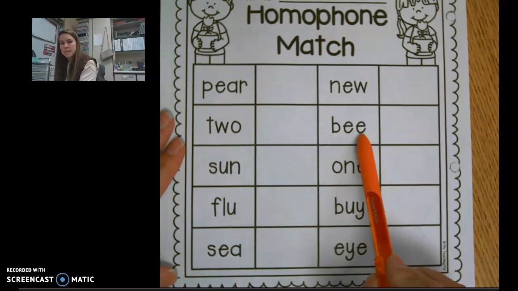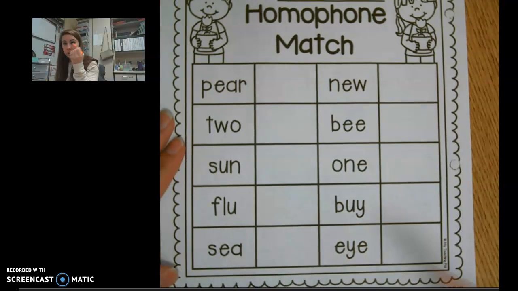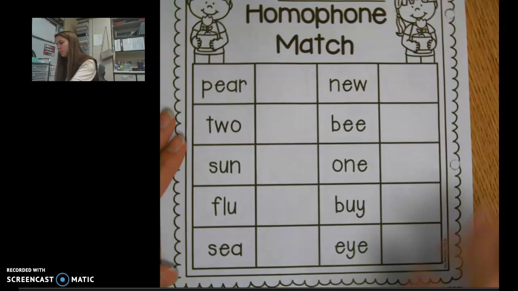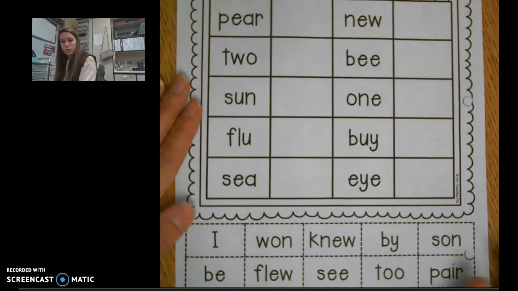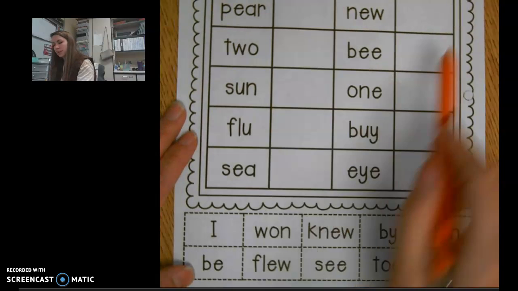You have bee, like a bumblebee, the bug. You have one, like the number one. You have buy, like you want to purchase something, like you could buy a toy at the store. And you have eye, like your eye. And then you're going to look at these words down below. Which of these words sound the same?